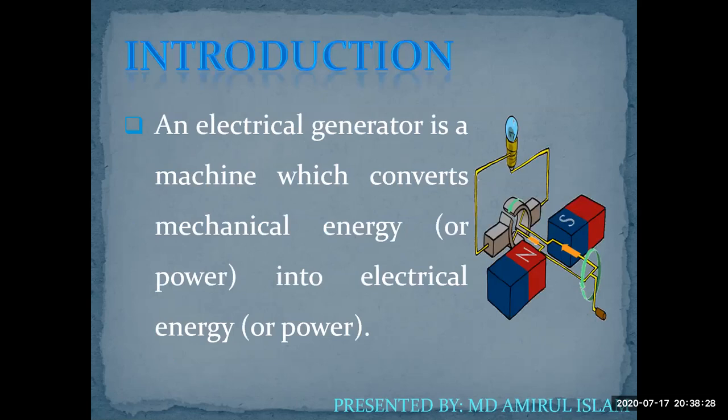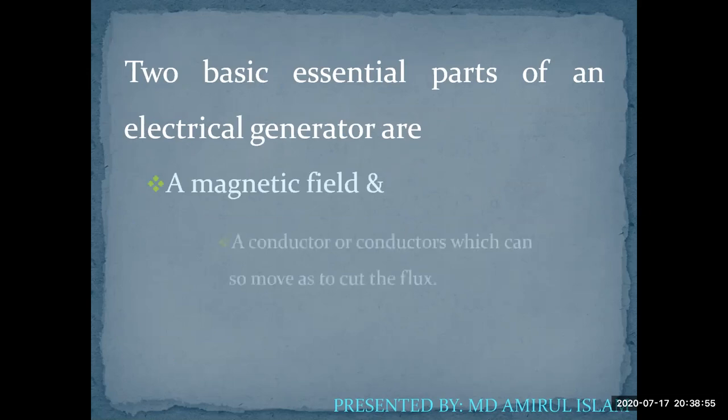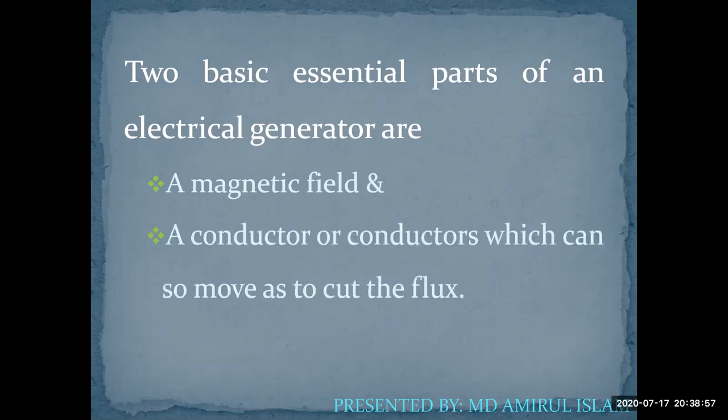In the figure, we can see a generator and how it converts energy. An electrical generator is a machine which converts mechanical energy into electrical energy. Two basic essential parts of electrical generators are: one is a magnetic field, and the other is a conductor or conductors which can so move as to cut the flux.